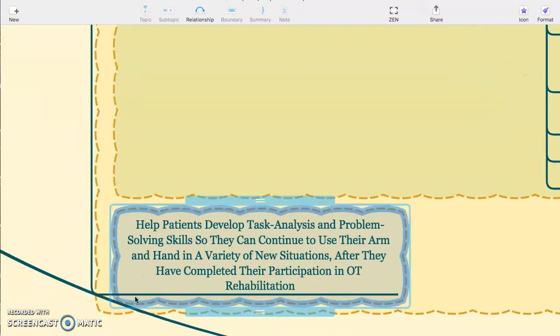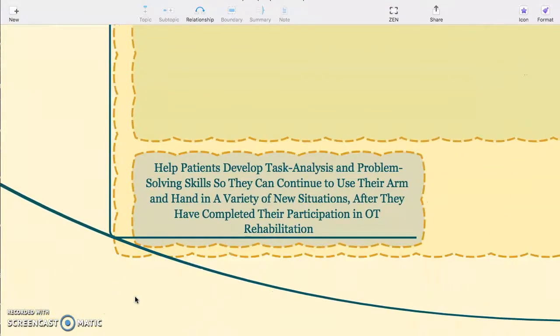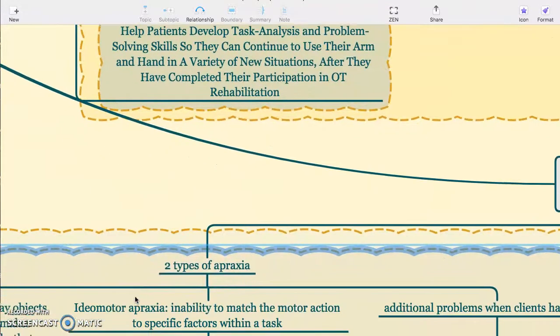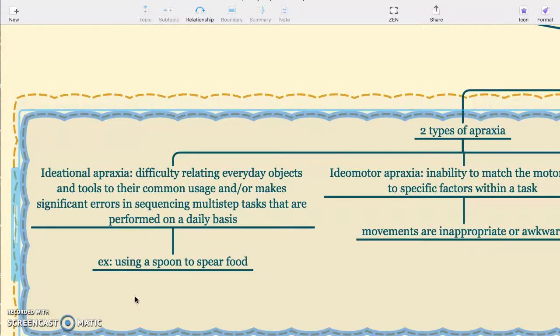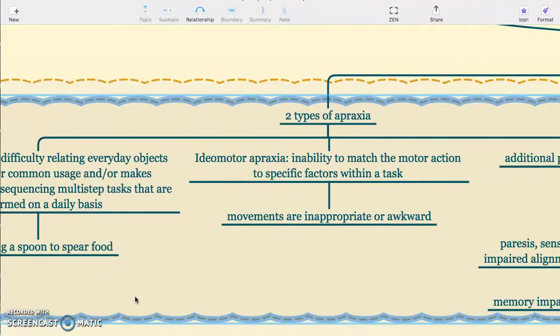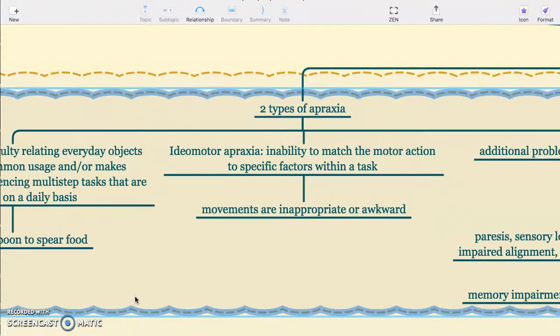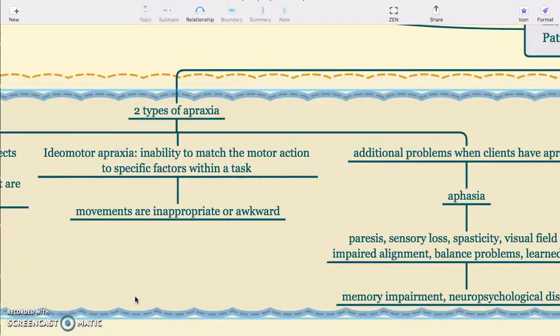The next section of interventions deals with improving motor planning in patients with limb apraxia, and there are two types of apraxia. Ideational apraxia is difficulty relating everyday objects and tools to their common usage and/or making significant errors in sequencing multi-step tasks that are performed on a daily basis. An example of this is using a spoon to spear food rather than a fork. Ideomotor apraxia is the inability to match the motor action to specific factors within a task. Movements appear awkward and inappropriate despite knowing what objects are used for.